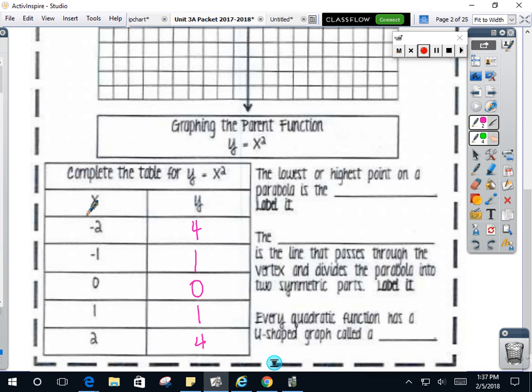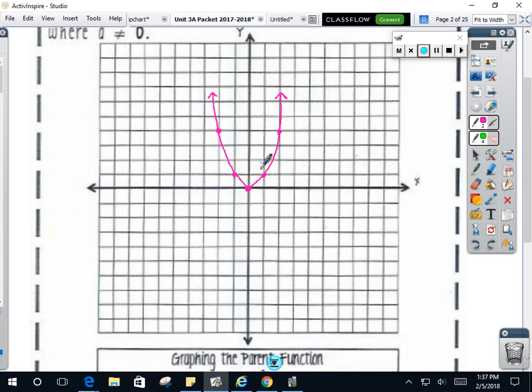Think about it. If I had a negative 3 up here and a positive 3 down there, what would negative 3 squared make? A 9. And what would positive 3 squared make? 9. So technically we could have a point at left 3 up 9 and right 3 up 9.